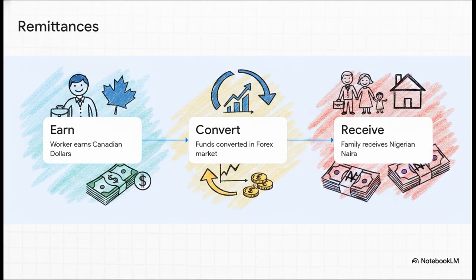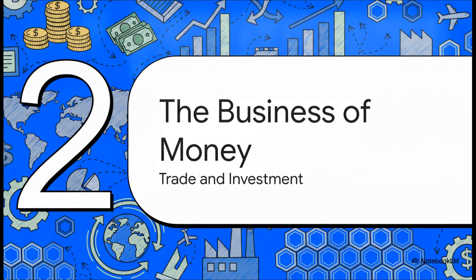Take global remittances, for example. A Nigerian worker living in Canada earns their paycheck in Canadian dollars. But to support their family back home, those funds have to flow straight through the Forex market to instantly become naira. Remittances alone pump hundreds of billions of dollars of liquidity into emerging market currencies every single year. Hundreds of billions. Moving up a level from the retail side, we hit Section 2, the business of money.